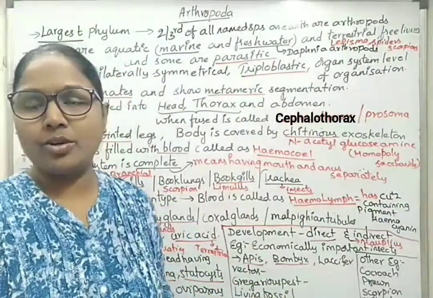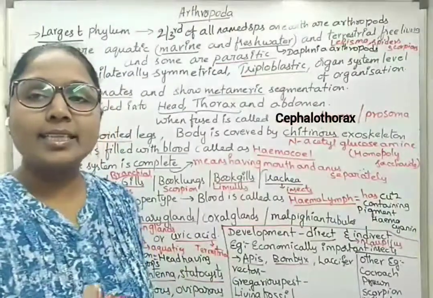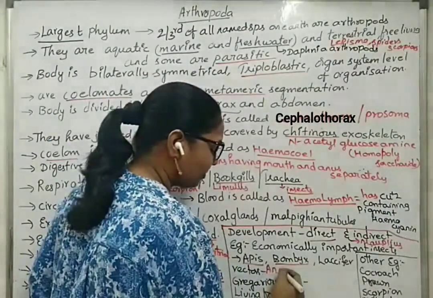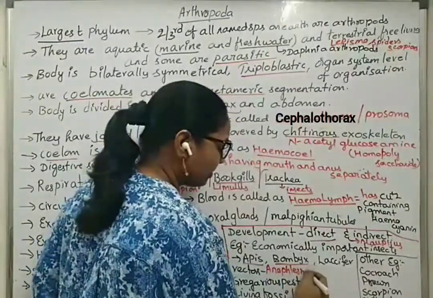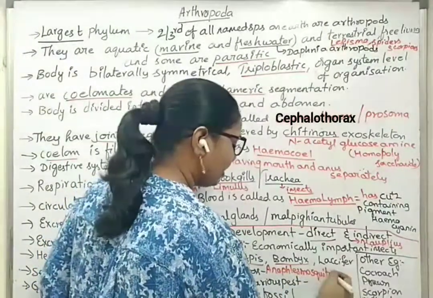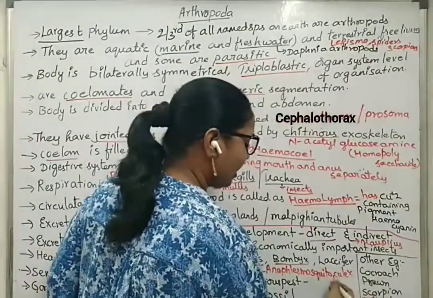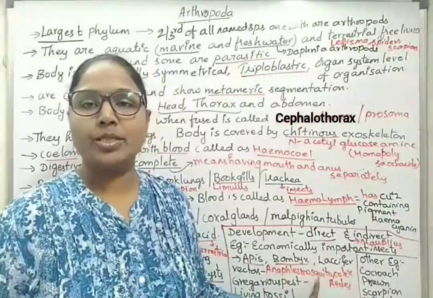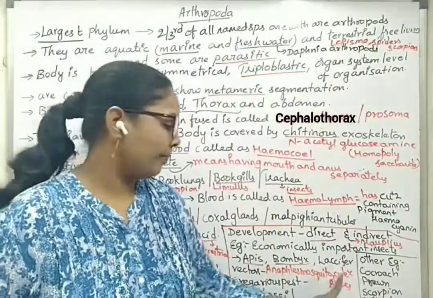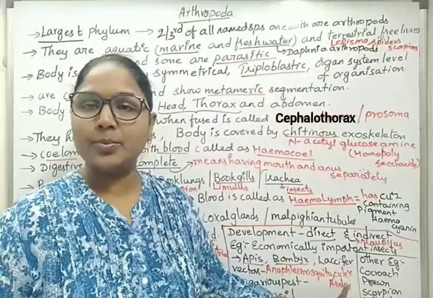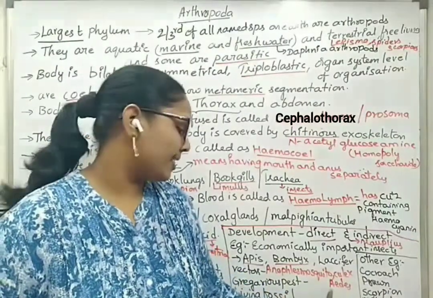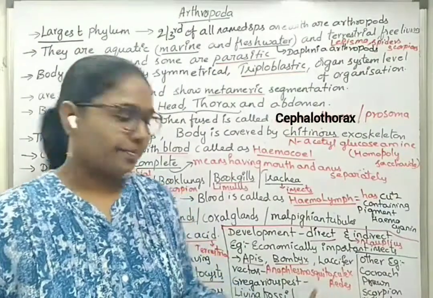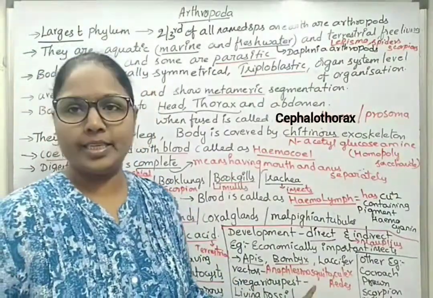There are some vectors also in Arthropoda, insects that carry diseases, like the female Anopheles mosquito. Next, the Culex mosquito and also the Aedes mosquito. We know that the female Anopheles mosquito transmits malarial fever. Next, the Culex mosquito transmits filariasis or elephantiasis. Next, the Aedes mosquito transmits yellow fever and also chikungunya virus.